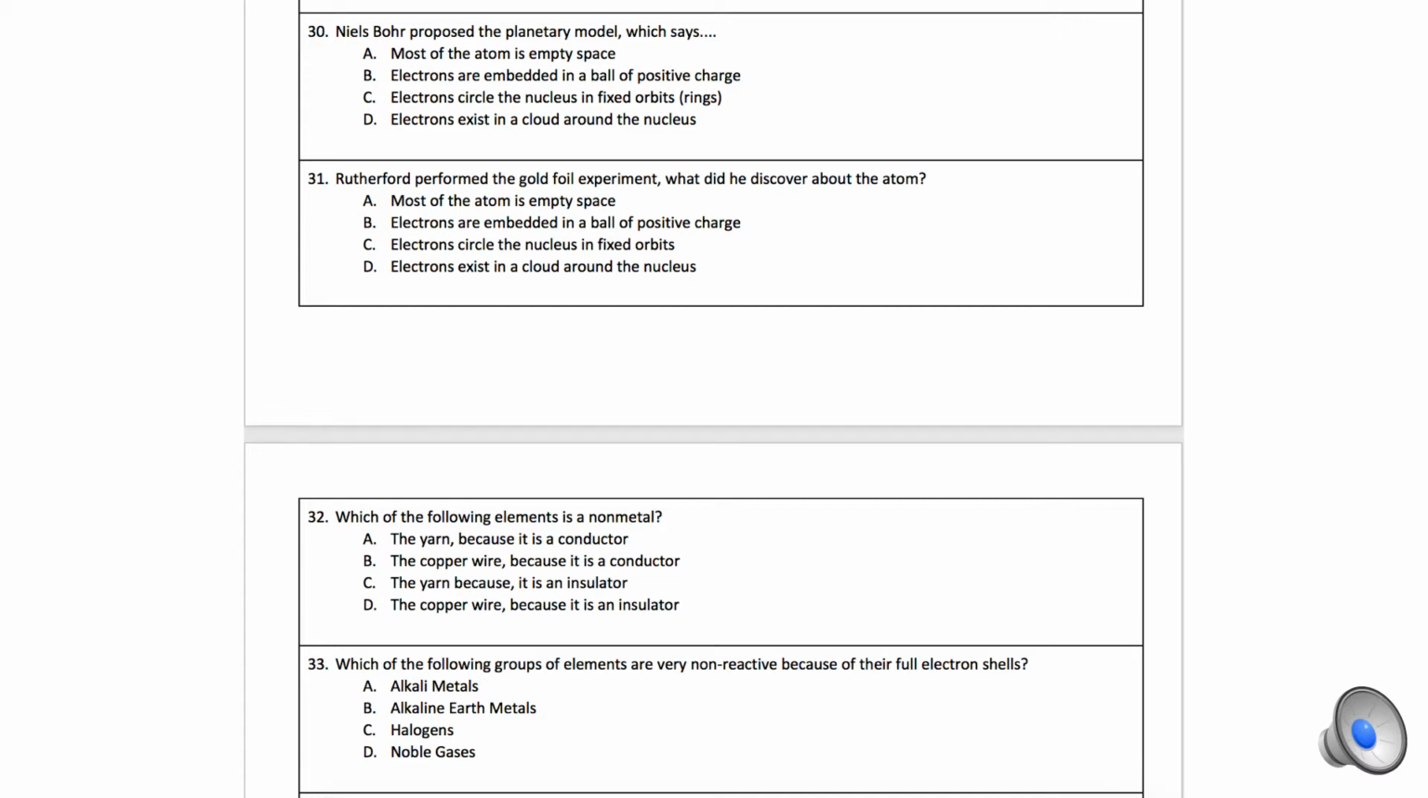33. Which of the following groups of elements are very non-reactive because of their full electron shells? A, alkali metals. B, alkaline earth metals. C, halogens, or D, noble gases.